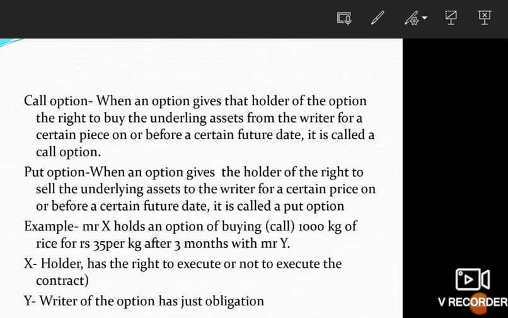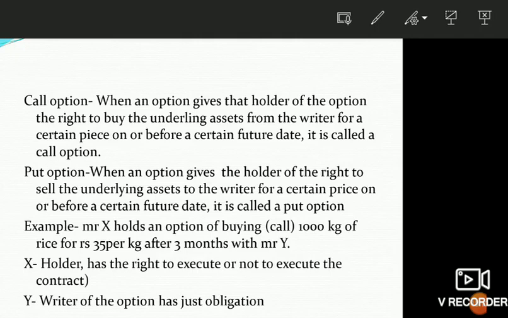When the buyer has the right and the seller has the obligation, it is called the call option. And when the seller has the right and the buyer has the obligation, it is called the put option. And how are these contracts written? Let's see this particular example. Mr. X holds an option of buying 1000 kgs of rice for rupees 35 per kg after 3 months with Mr. Y. So option contracts will be written like this.